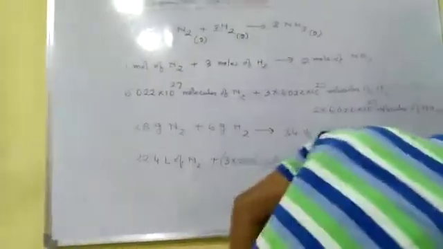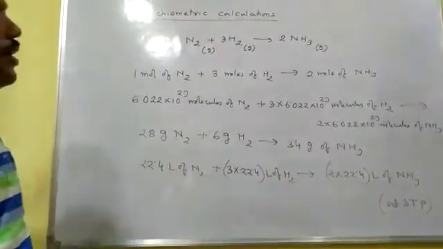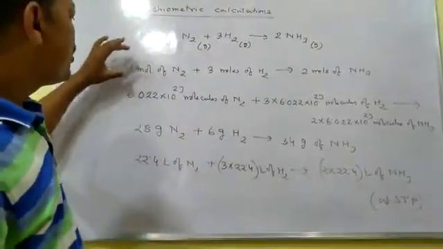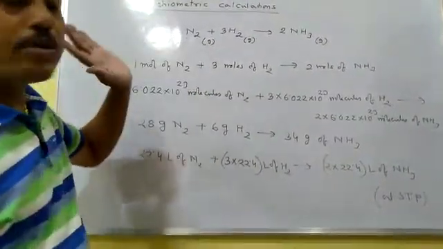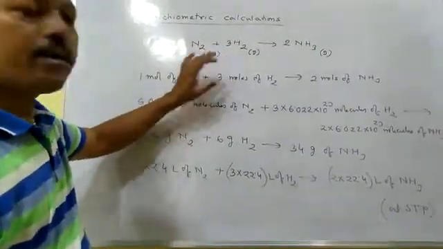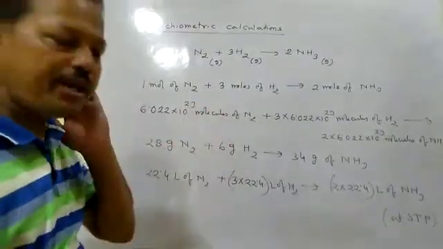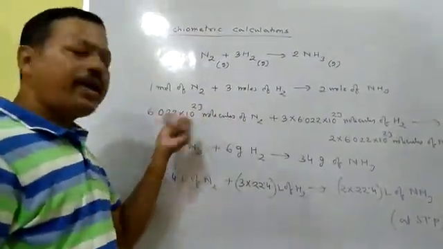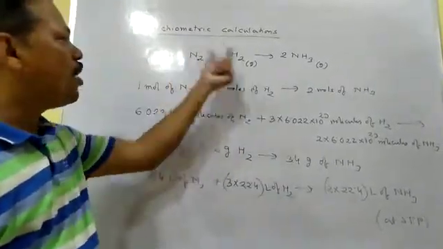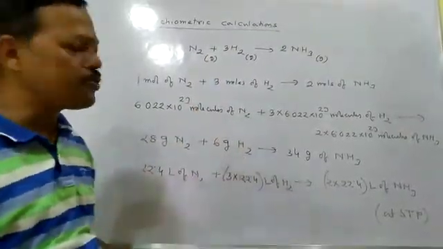So these are the informations which you will get from a balanced chemical reaction. So what are the informations you have got? First, you have got the idea about their number of moles, how many moles are taking part in your reaction. When you get their number of moles, then you will get the idea about their number of molecules, how many molecules are taking part in your reaction. When you get the number of molecules, then you can find out their masses also, how much gram of nitrogen, how much gram of hydrogen is involved in your reaction. You can find out their masses also.